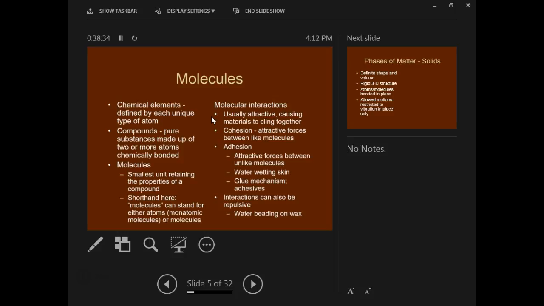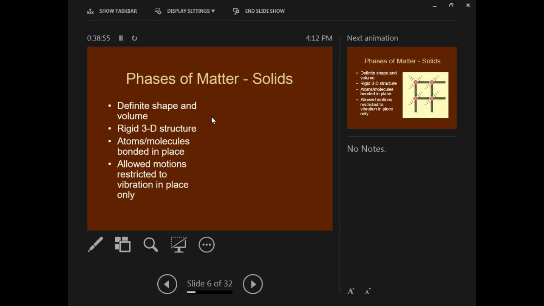You're not really seeing it, but you're seeing where one would fit. And by the way, most solids form a crystal structure like you saw in that picture there. All right, next thing are the phases of matter.